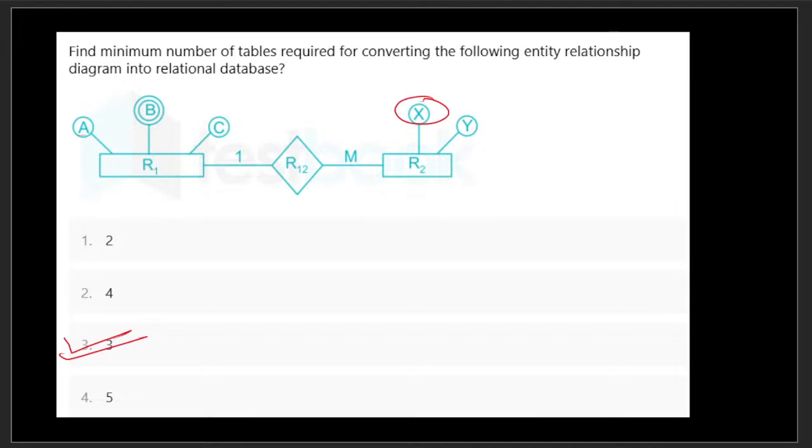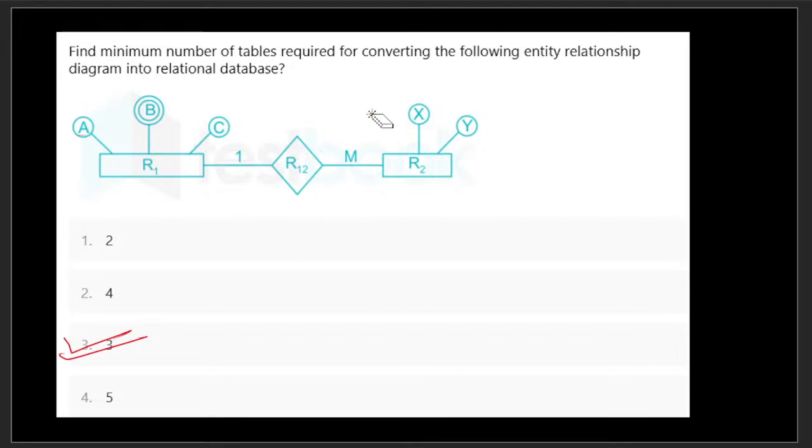If you come to the question, again R1 will have a table and R2 will have a table, and the R1-R2 relation will be merged with R2. B will require a table and X will also require a table this time. So if you modify this question, this time 4 tables will be required, because every multi-valued attribute will have a separate table. Got it, everyone? Any doubt in this question?